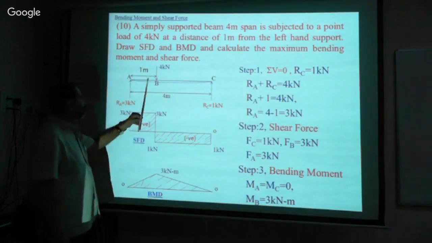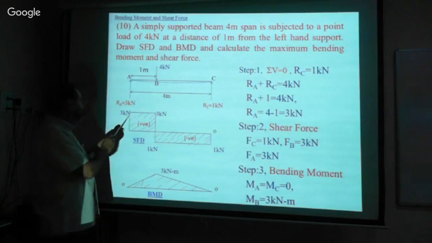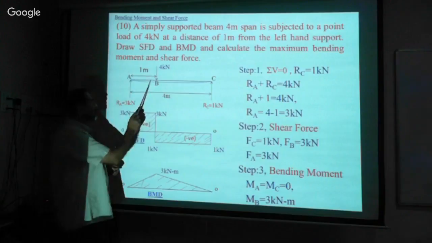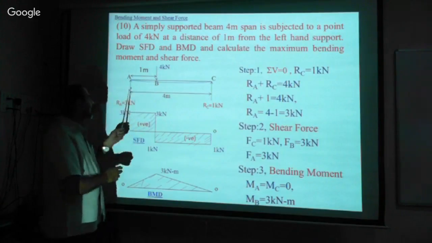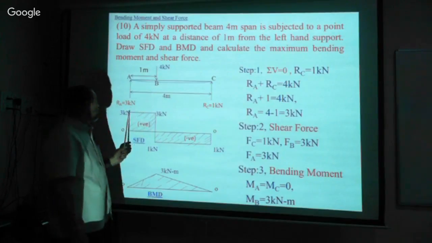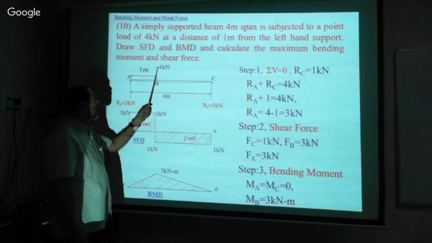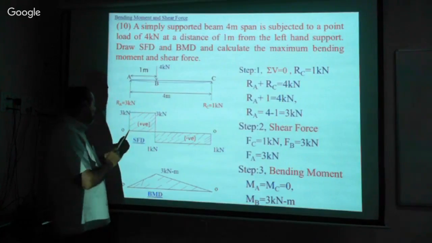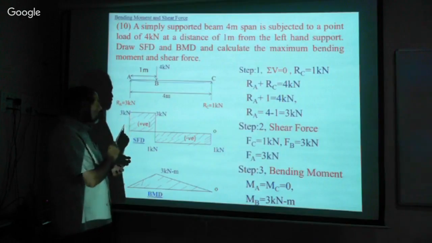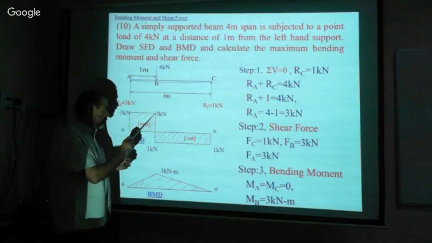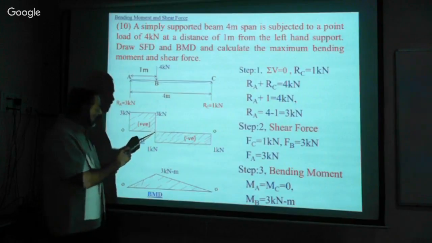Therefore, at all the points from here to here, a shear force of 3 kilonewton occurs. Now, when you reach this point, continue the shear force line. Here 4 kilonewton is acting downward, so come down by 4 kilonewton. Already we have 3 kilonewton above the reference, so come down by 4 kilonewton.